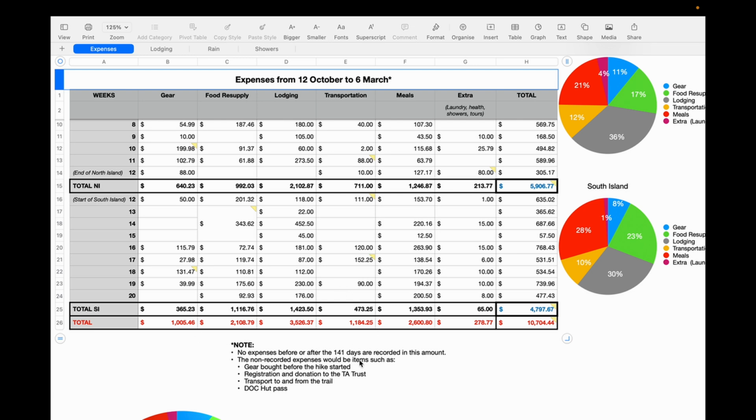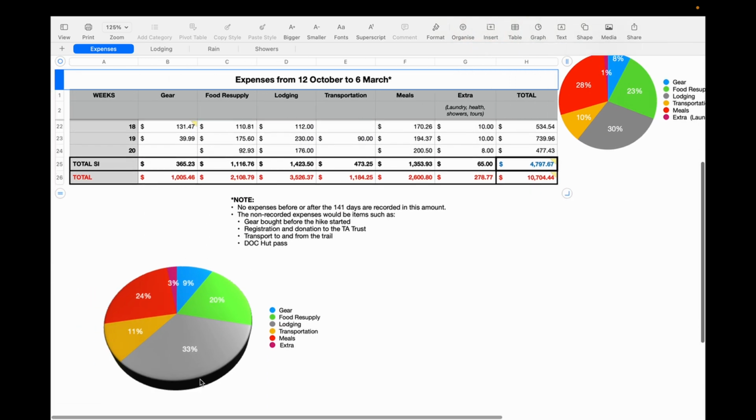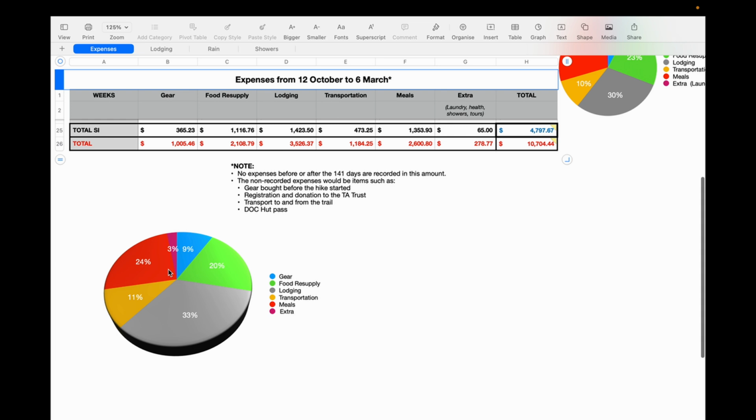Okay, so you can see on the South Island, the big expenditure again was still lodging, but the meals in town were a little bit closer, and the food resupply. So those are going to be the big three all the time. When I come down here, this is the total I spent for the entire time on the TA. So lodging's 33%, meals in town 24%, and food resupply 20%.